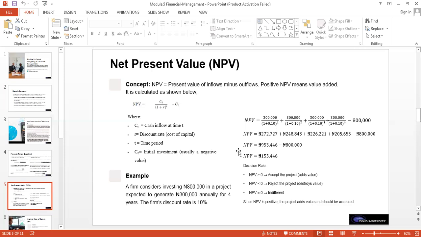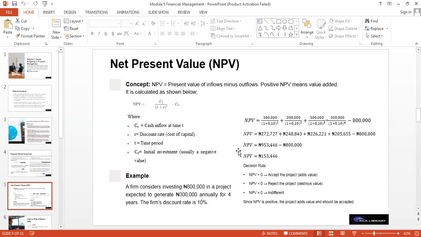And n is 4, signifying 4 years, minus the initial investment, which is 800,000 naira. So the final figure we got there was 153,446, which is a positive NPV. And just like I said, it is value added.